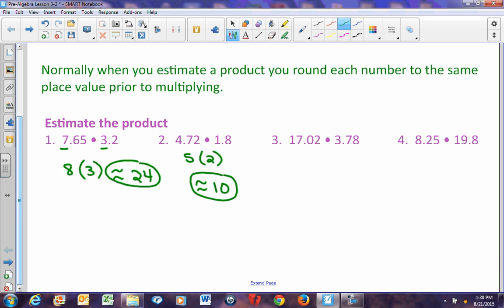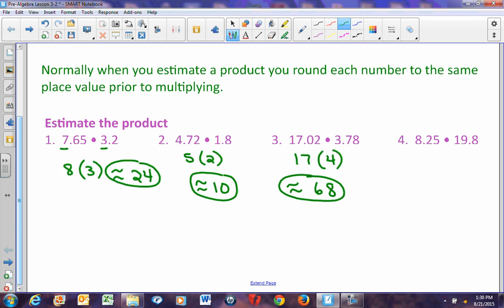Number 3, 17.02 and 3.78. Okay, I'm going to round that to 17 and 4. And you might say, well, 17 times 4 is hard to multiply. Can't I do 20 times 4? Rounding 17 to 20 is a bit common. Okay, it's not that hard, because if I think about it, 20 times 4 is 80, and 17 is 3 less than that. 3 times 4 is 12. 80 minus 12 is 68. Okay, using a little bit of my distributive property to do that one.